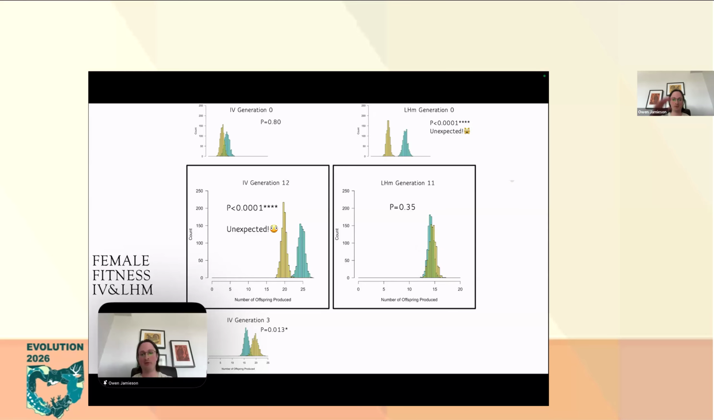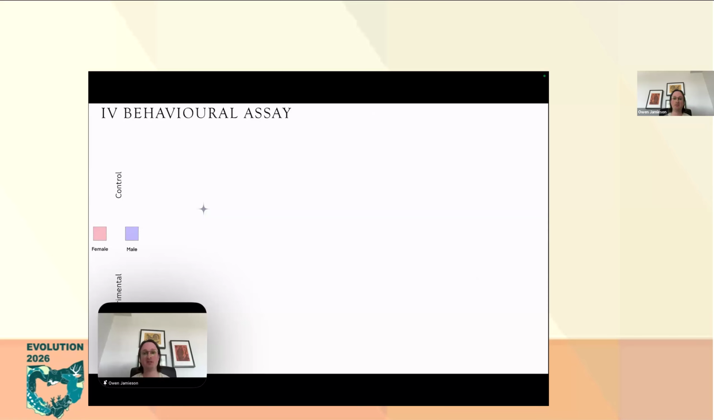So we think when males do well, females do poorly. When females do well, males do poorly. This is the behavioral assay. So this is the food preference. This is IVs on this slide only, control on the top, experiment on the bottom, females pink, males blue.